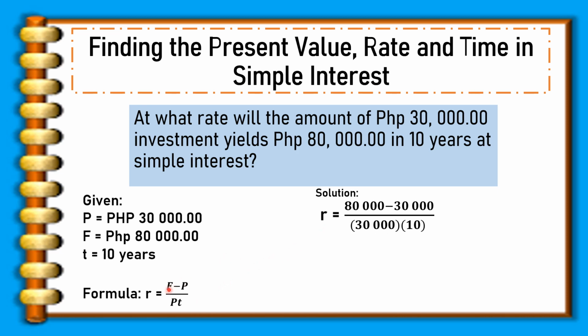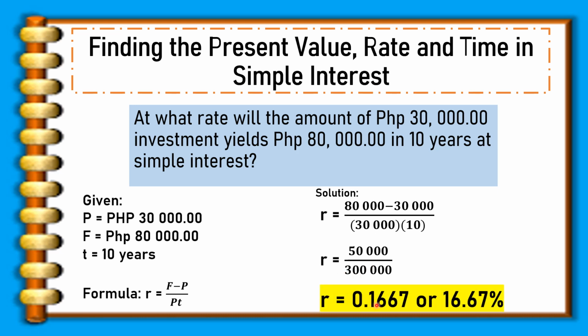For the solution, simply replace F by 80,000, P by 30,000, P by 30,000, and T by 10. So, simplify numbers in the denominator. 10 multiplied by 30,000 is 300,000. And 50,000 divided by 300,000 is 0.1667 or 16.67%. Therefore, with an interest rate of 16.67%, your 30,000 pesos will yield 80,000 pesos after 10 years.